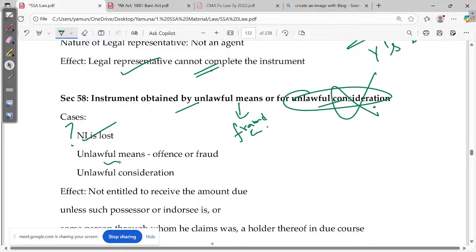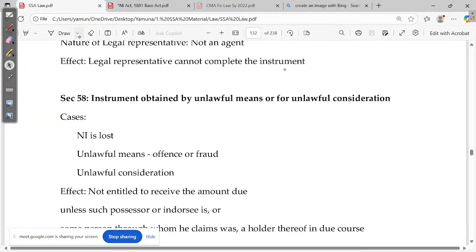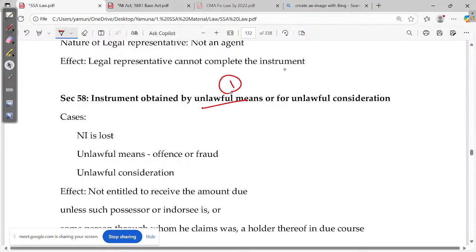When you say unlawful means, that may be because of some offense or by fraud, and also may be related to unlawful consideration. Actually, in the heading of section 58, only two things are defined. One is unlawful means, and second one, unlawful consideration. But if you go inside for referring the section in detail, it is dealing with three cases.